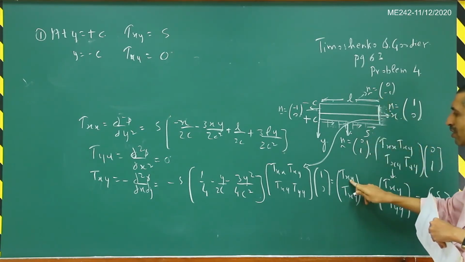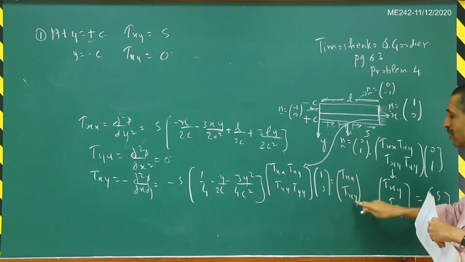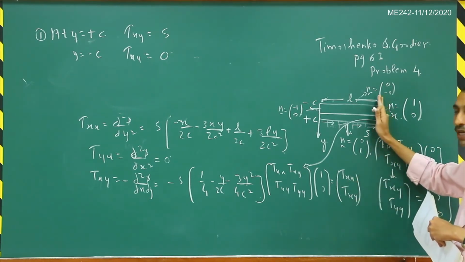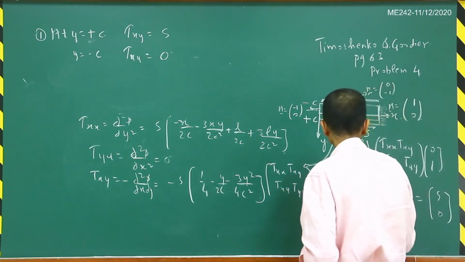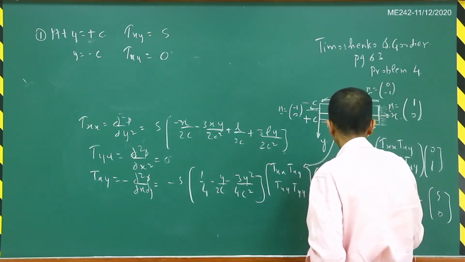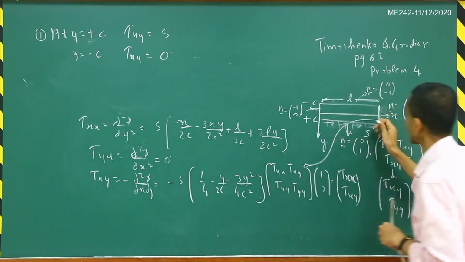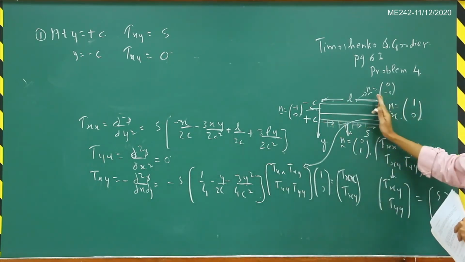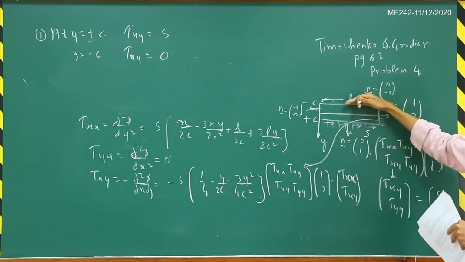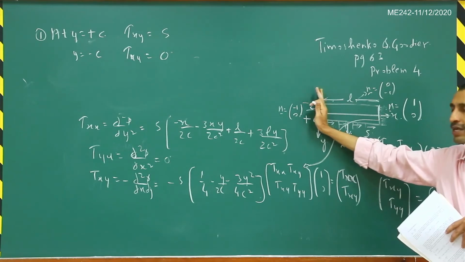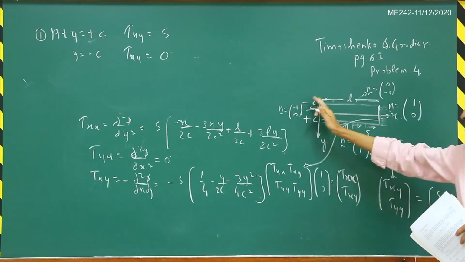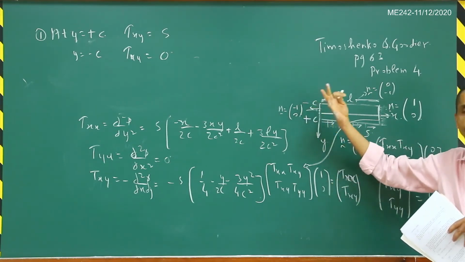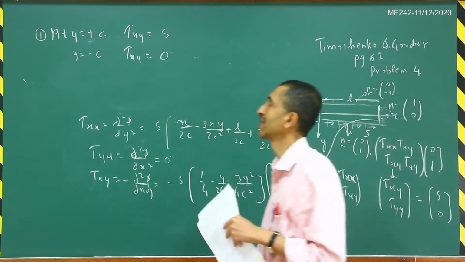So basically, your boundary condition is that tau xx is 0 and tau xy is 0 on this particular edge here. Similarly, on this particular edge, you will get that tau xy is 0 and tau yy is 0. On this particular edge, you will get the same thing: tau xx is 0 and tau xy is 0, because there is no traction that is applied. So that is what we are verifying.